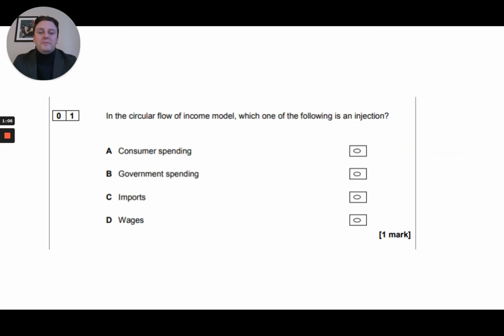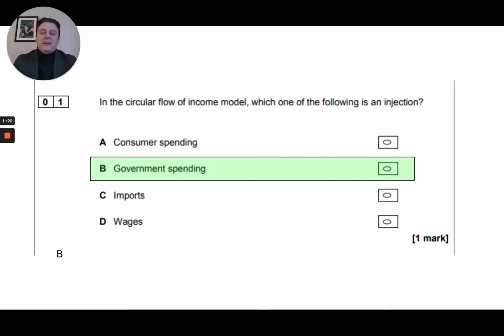Okay, here we go. So in a circular flow of income model, which of these is considered to be an injection? Is it consumer spending, government spending, imports, or wages? Okay, it's B, government spending.